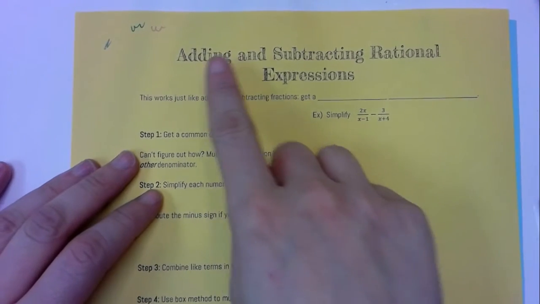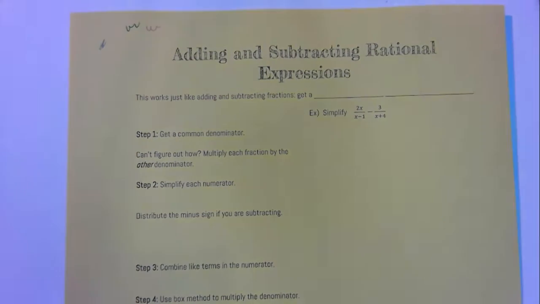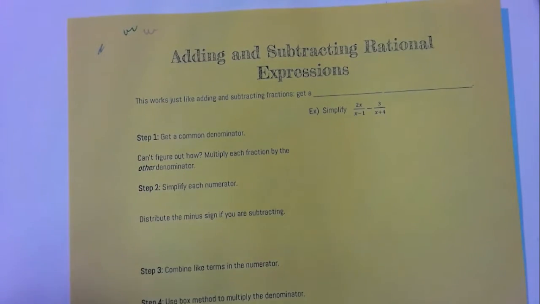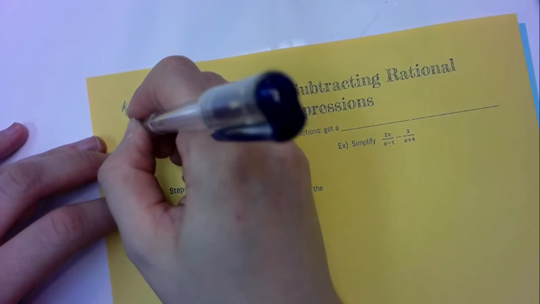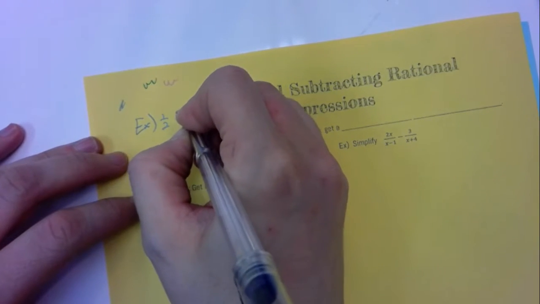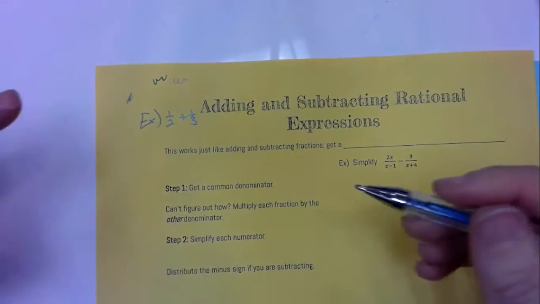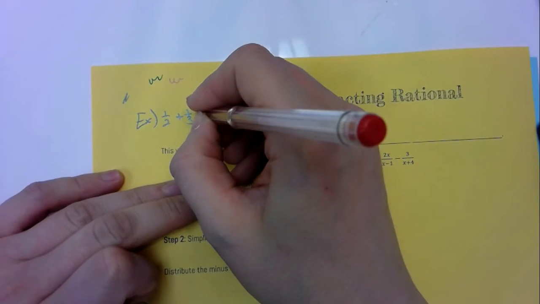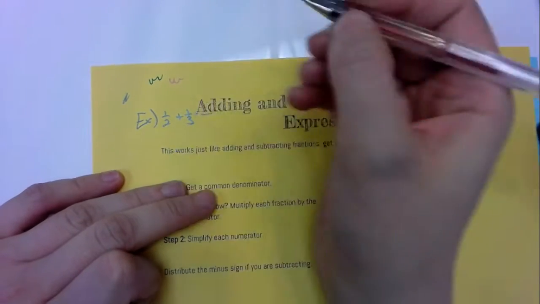Welcome, Algebra 2, to adding and subtracting rational expressions. This works just like something you learned years and years ago, which is adding and subtracting fractions. For example, if I wanted to add 1/2 plus 1/3, I would first find a common denominator. So let's do that. And pay attention to how you find the common denominator.